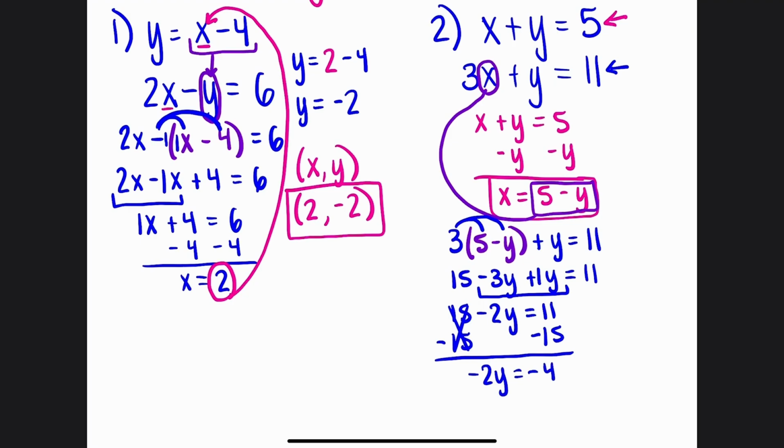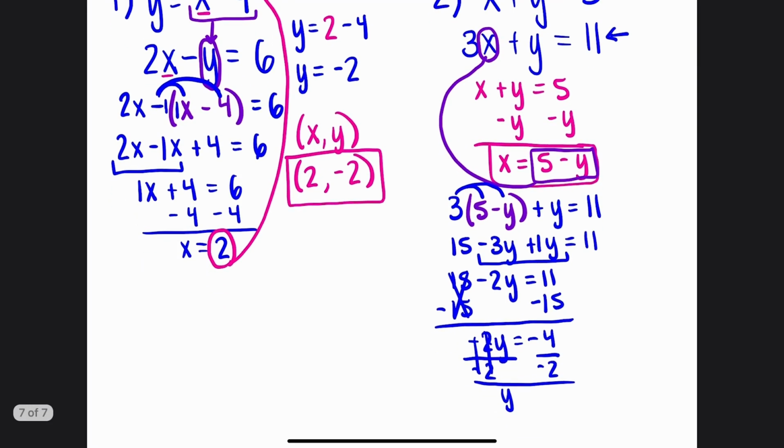And get rid of this negative 2. It's being multiplied by y. So to undo multiplication, you use division. So y is equal to positive 2.